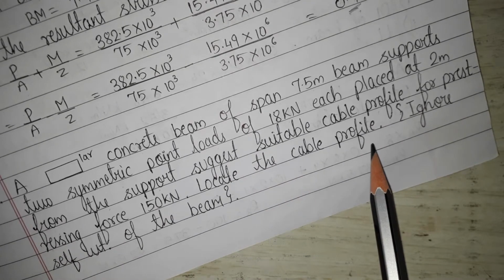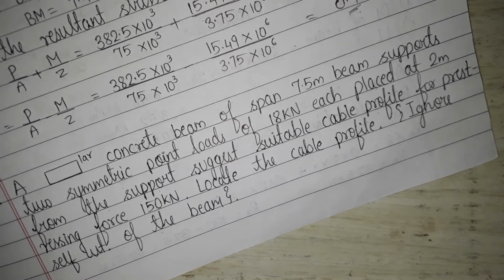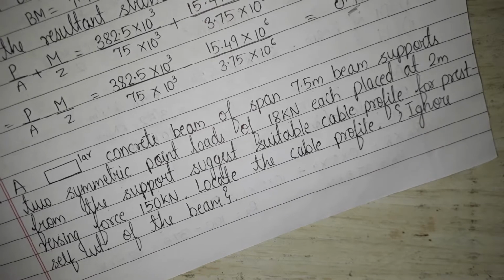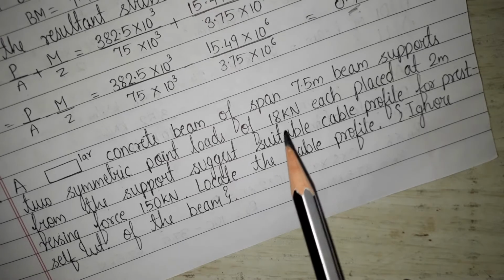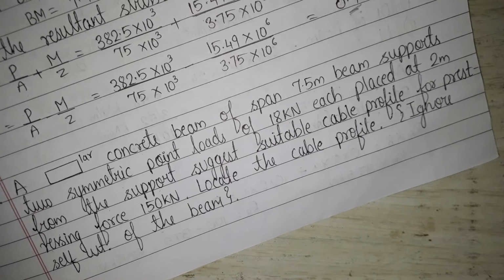Locate the cable profile, that is, ignore self weight of the beam. So we have to ignore self weight of the beam. So we have to suggest a suitable cable profile when the beam carries two point loads with a prestressing force of 150 kilonewton.